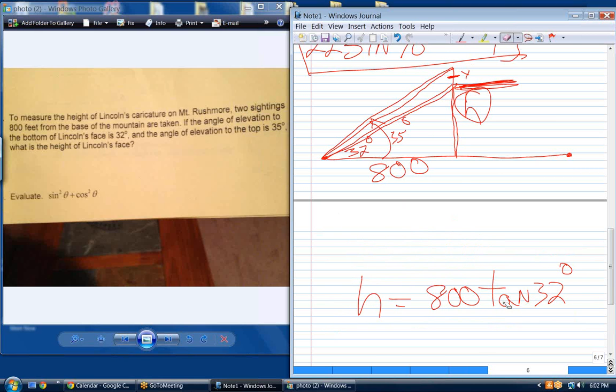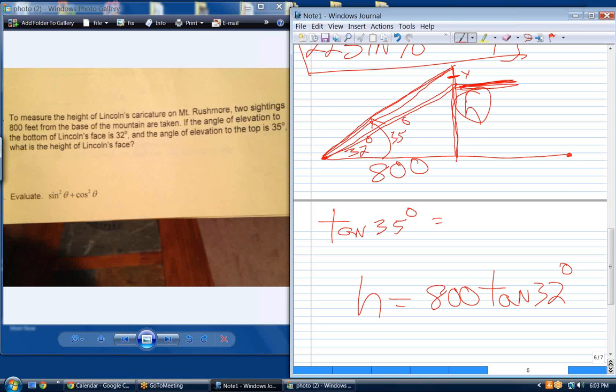We know h now. H is this. What other function can I write regarding this big triangle? Tan of 35 equals what? Can you just do the answer you get from h plus y? Well, we don't know y. That's the thing. Right, but we don't know y, and we have to calculate y.